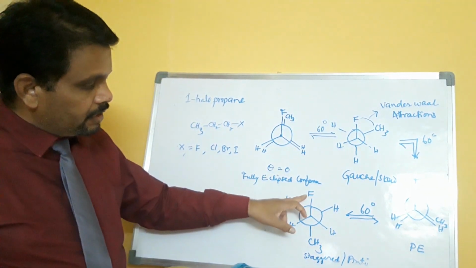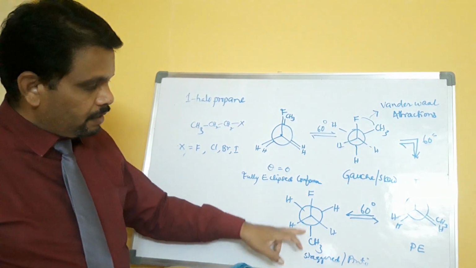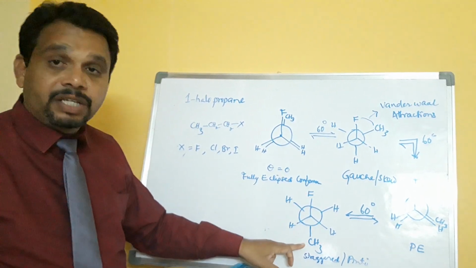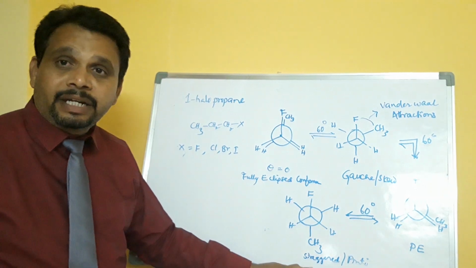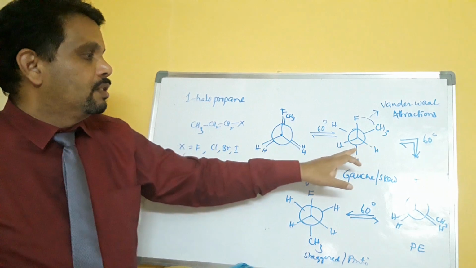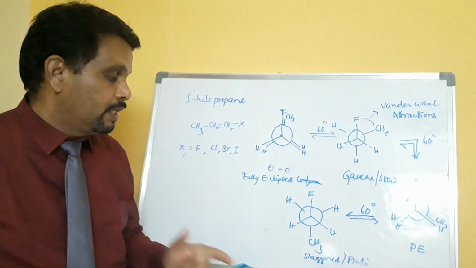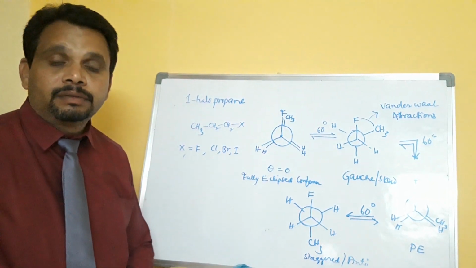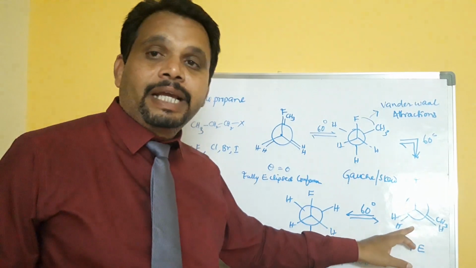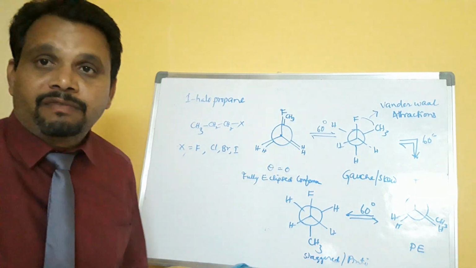So even though there is a full distance between fluorine and CH3 in the case of staggered or anti-conformer, due to van der Waals attractions, the gauche or skew conformer is more stable than the staggered conformer. Okay, and as usual, then partially eclipsed, finally the most unstable is the fully eclipsed conformer.